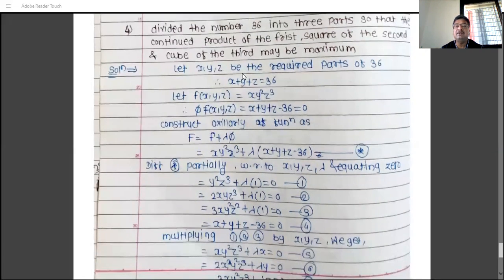And the condition is what? This is the condition, and we denote it by phi(x, y, z). Phi(x, y, z) is x plus y plus z minus 36 is equal to 0. Then we construct the auxiliary function.